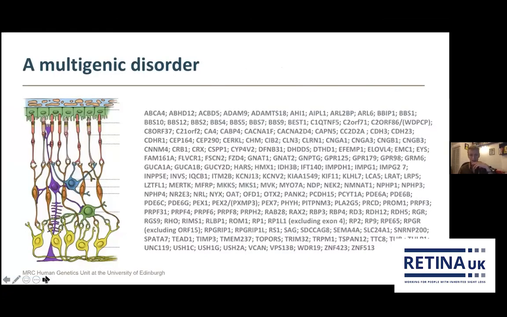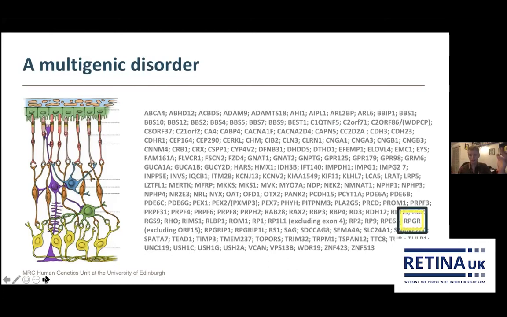So as I say, over 150 genes are known to cause it. I'm just showing a graphic here of all the different genes that are commonly tested on panels of genetic analysis whenever patients present with RP and we send their blood off, for example, to the labs in Manchester. These are all the genes that are tested.